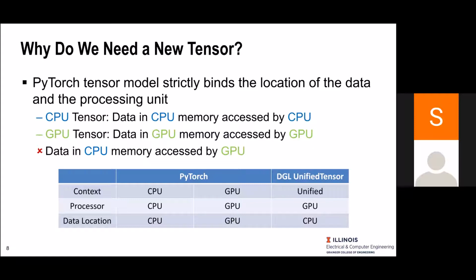In the bottom table, we show a brief summary of what's happening. Again, if the context is CPU, the processor is the CPU, and the data location is the CPU. If the context is GPU or a CUDA tensor, the processor must be the GPU, and the data location must be in the GPU memory. Now, the DGL unified tensor breaks this binding requirement, and in a unified tensor, the data can actually be located in the CPU, and the GPU will simply access it directly over the PCI link.